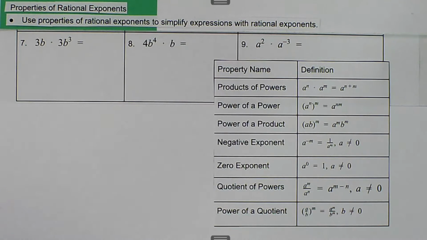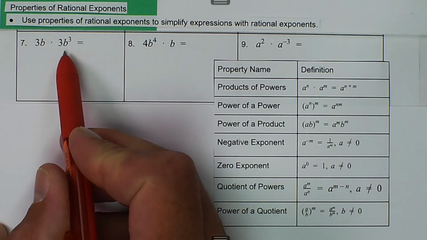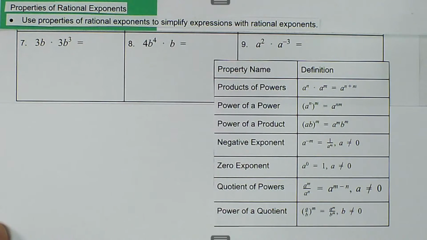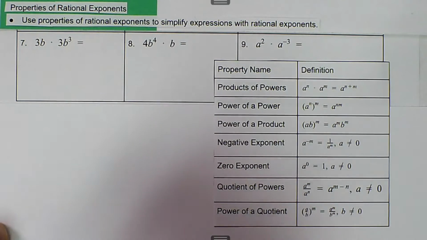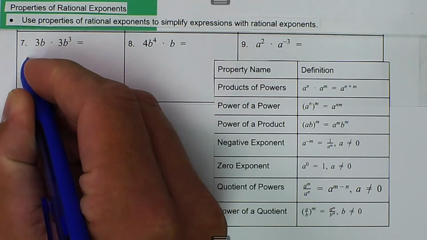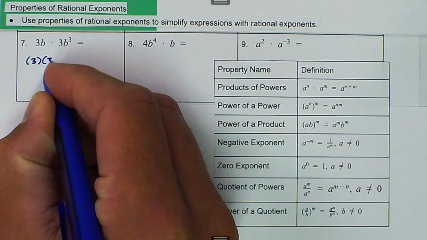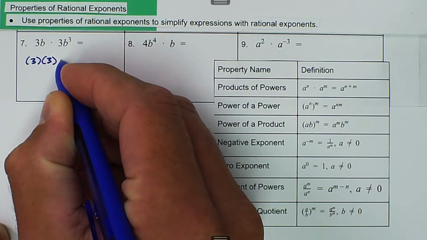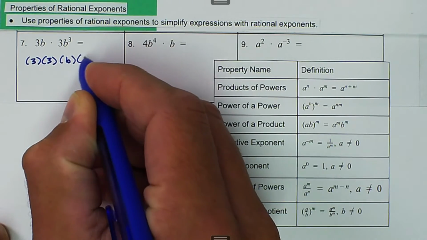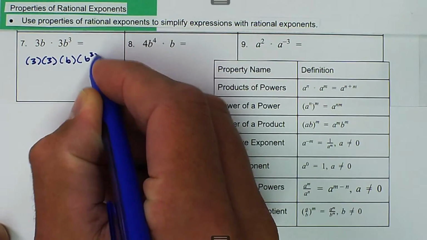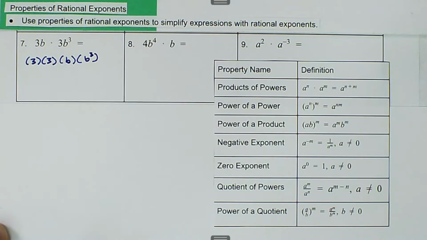We're talking about properties of rational exponents, and we want to use properties of rational exponents to simplify expressions with rational exponents. So here we have 3b times 3b to the third, and we can rewrite this to help us out a little bit. Because this is all multiplication, we can write this as 3 times 3, and then times b to the first times b to the third.